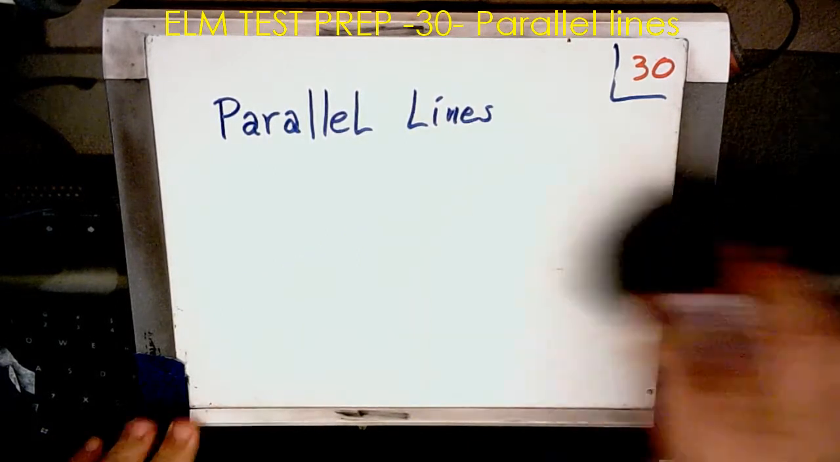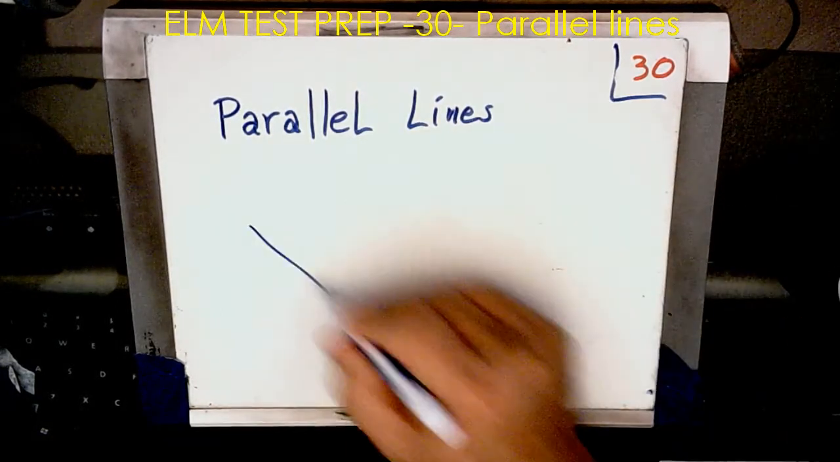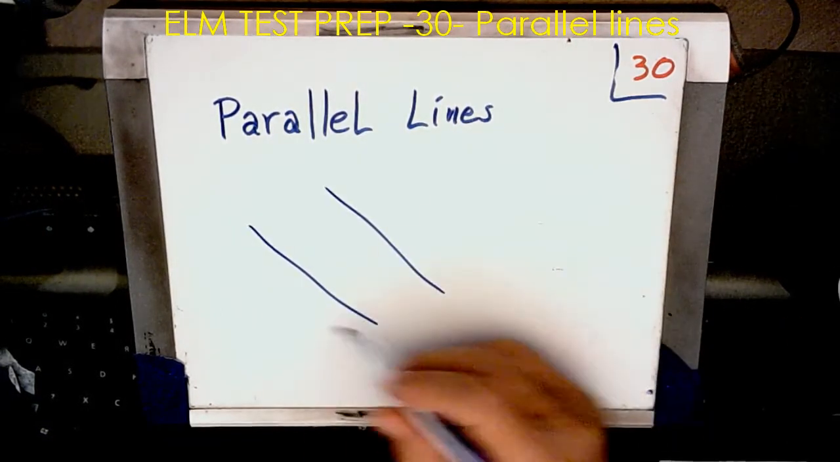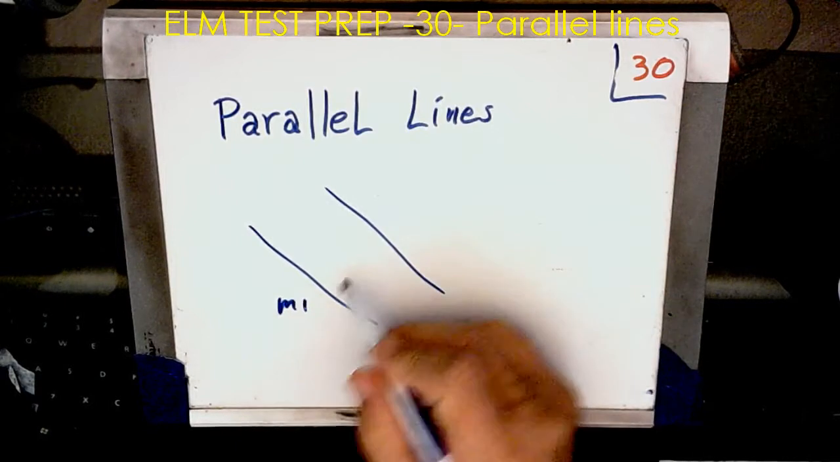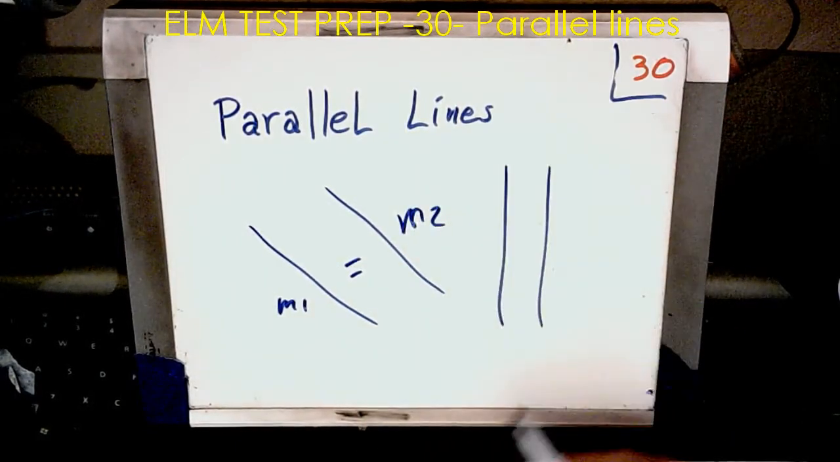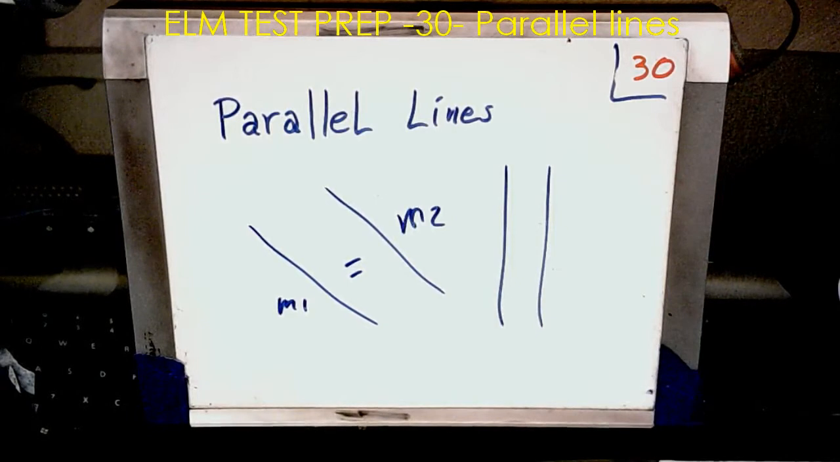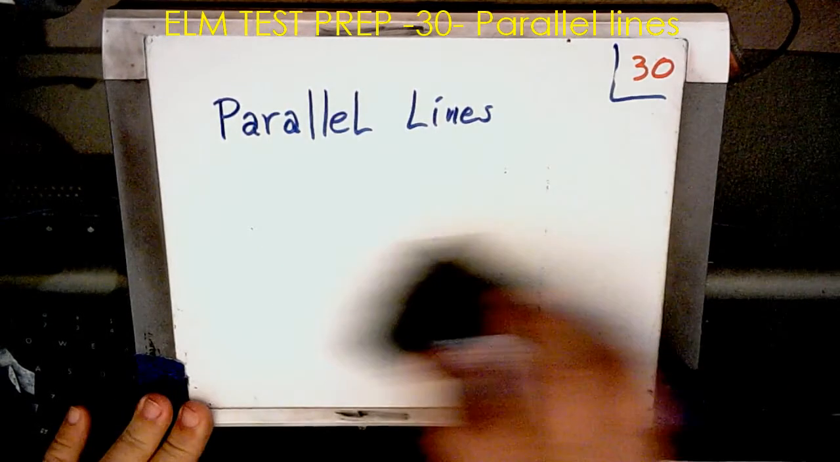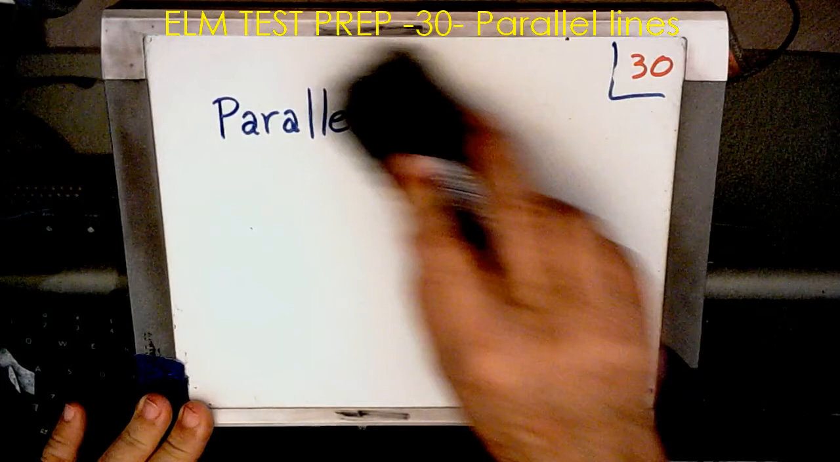Well, it doesn't really matter which direction they go. They're not going to cross, so the slope of the one equals the slope of the other. Parallel and vertical, parallel in any direction. Alright, so that's a fundamental idea of a parallel line.